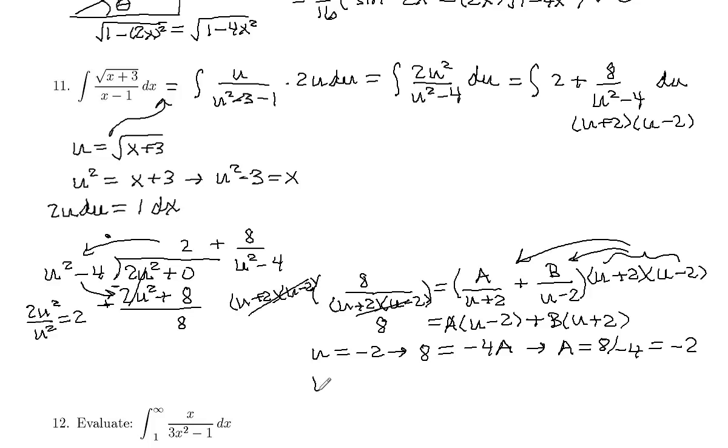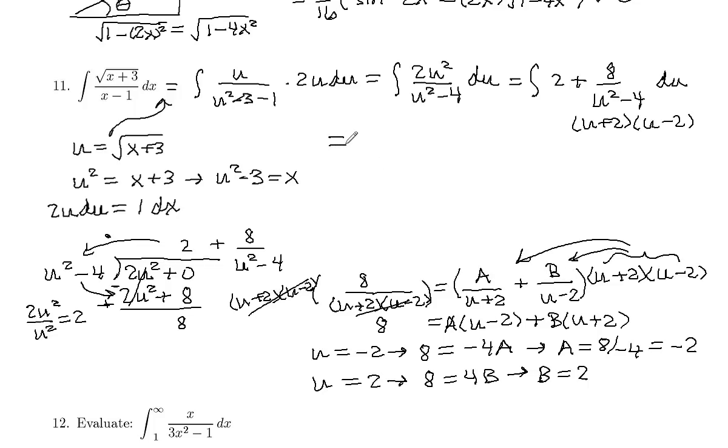And then plug in u equals 2, which is the 0 for the denominator here. We get 8 on the left-hand side right here. On the right-hand side, 2 minus 2, this term drops out now, and 2 plus 2 is 4. So 8 equals 4b. And so divide both sides by 4, b equals 2. So it's -2 over u plus 2 and +2 over u minus 2.